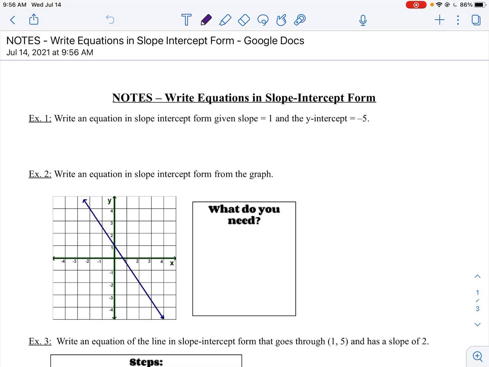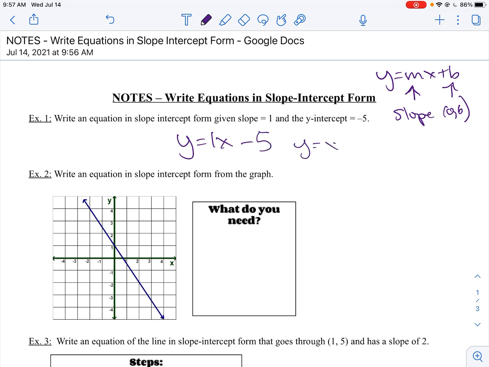If you remember from algebra, the equation of the line is y equals mx plus b, where m is the slope and b is the y-intercept. So it says write an equation of the line in slope-intercept form. So all we're going to do is replace the m with 1 and replace the y-intercept with -5. Now normally we just write it like this, but it's the same thing.